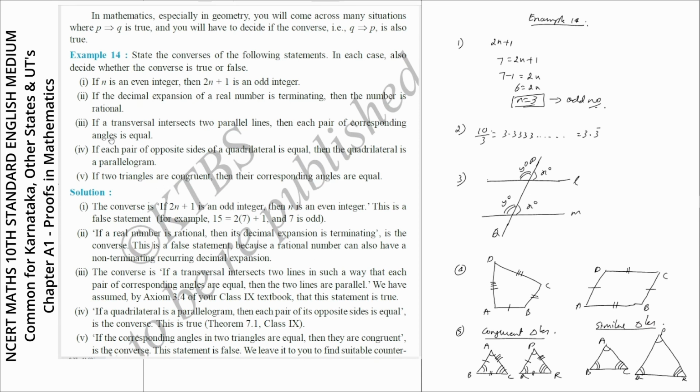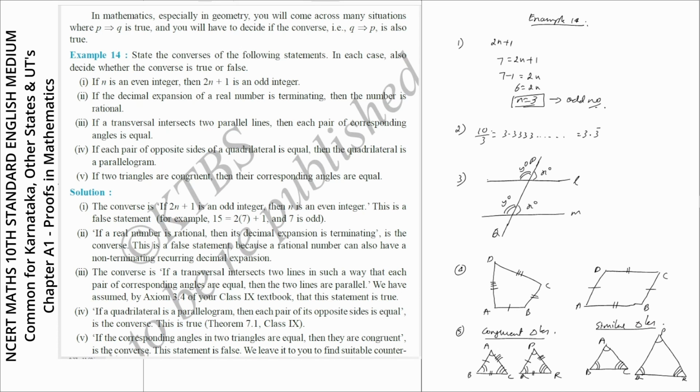Subquestion 3. If a transversal intersects two parallel lines, then each pair of corresponding angles is equal. So in the figure I have drawn here, you can see L and M are two parallel lines, and PQ is the transversal which intersects these two parallel lines, L and M. So whenever a transversal intersects two parallel lines, we get corresponding angles. So what are the corresponding angles here? This angle and this angle is one pair of corresponding angles, and corresponding angles will be equal in measure. Similarly, this angle and this angle is another pair of corresponding angles which will be equal.